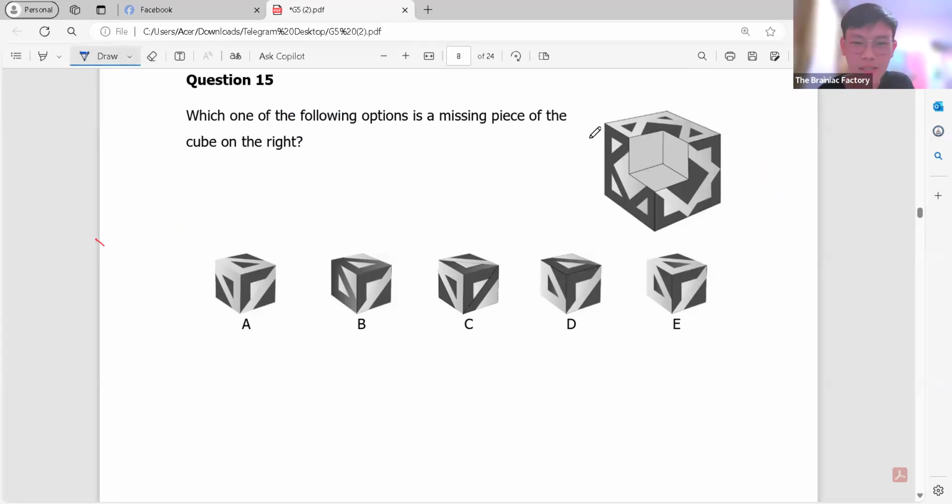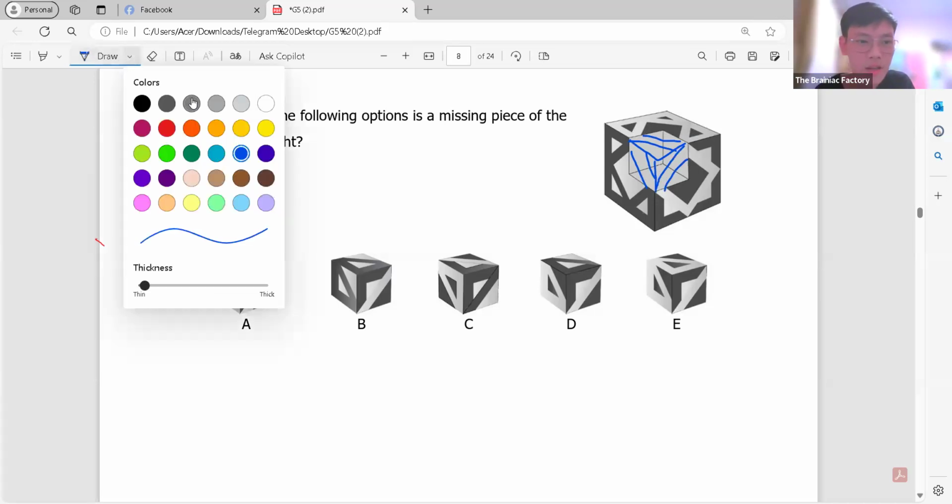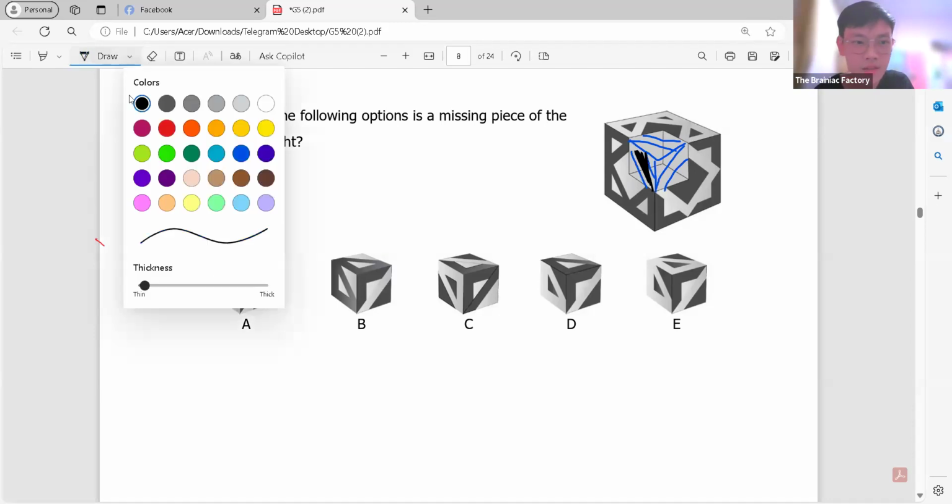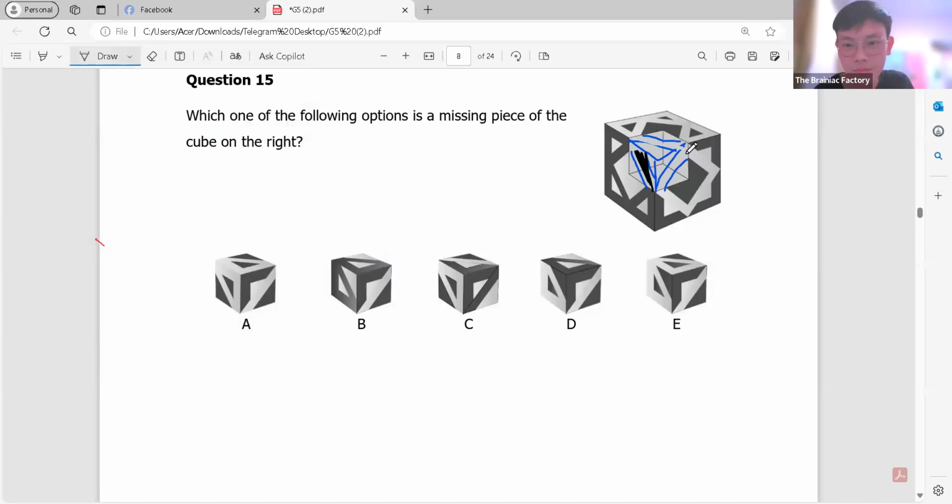We're asked to find the missing cube here. So based on the vision, which one is the answer? Okay, so let me explain what we are doing here, which is to find the missing one, so let's connect this to make it easier to see which one. Like this. And here we're having a bit of gray.